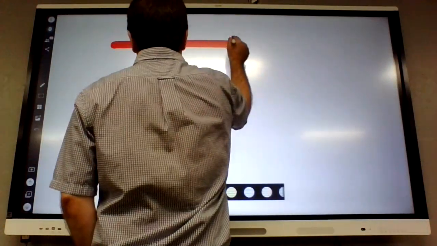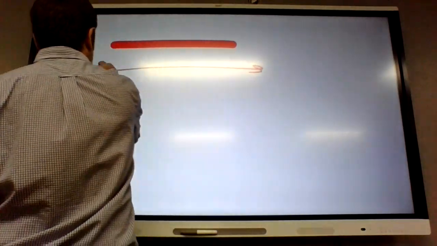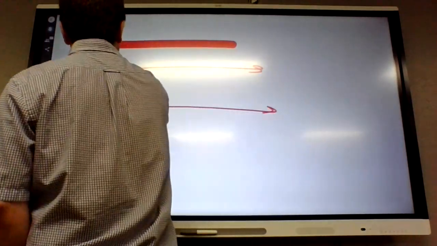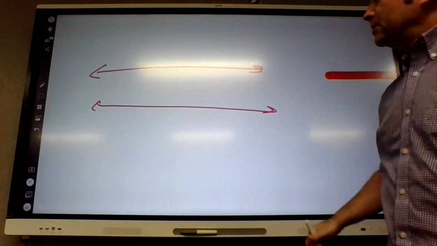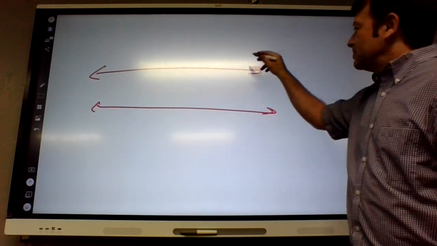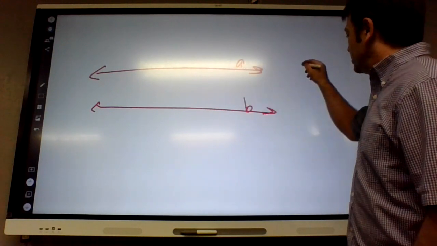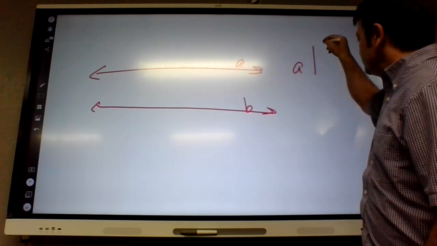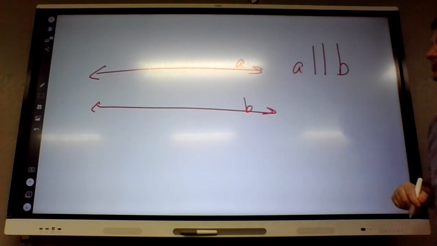Okay, what kind of lines are these? They're parallel. They're parallel lines. So, you guys remember how to label parallel lines? Oh, yeah. A is parallel to B.